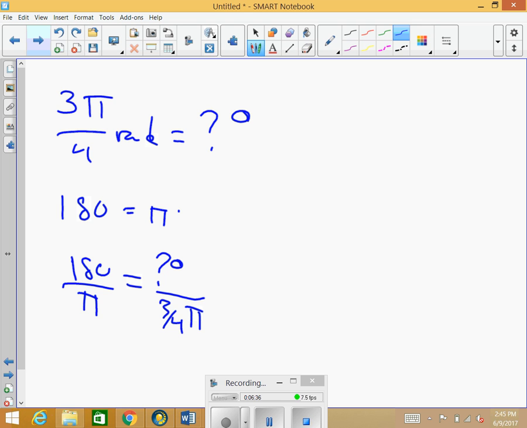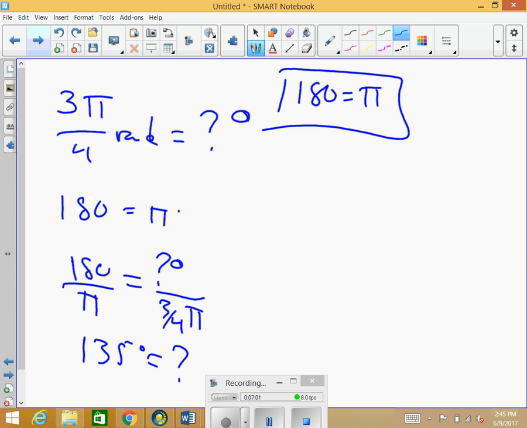When I do the cross multiplication, 3 over 4 pi divided by pi, it's 3/4 of 180, so I actually get 135 degrees for my unknown. So I can go backwards and do that. It's always going to go back to this 180 equals pi relationship when I convert between radians.